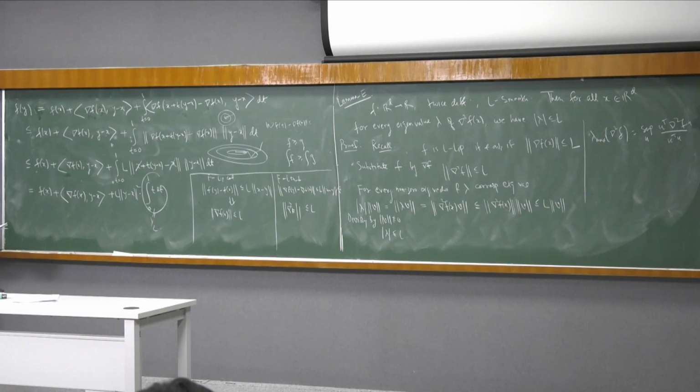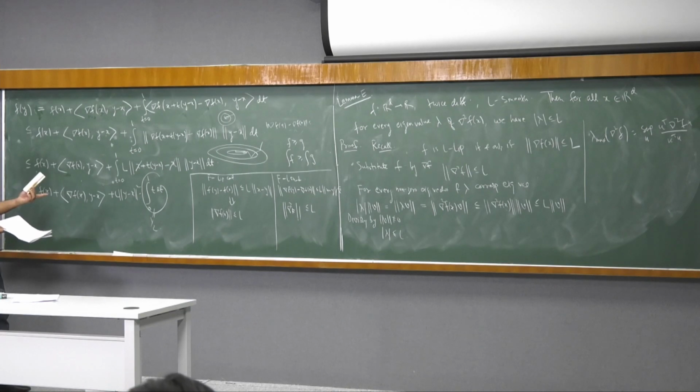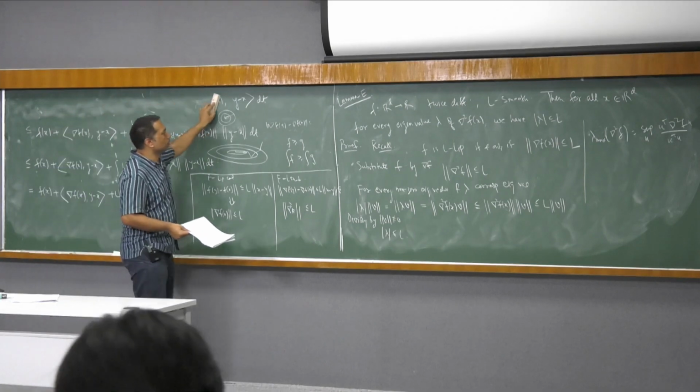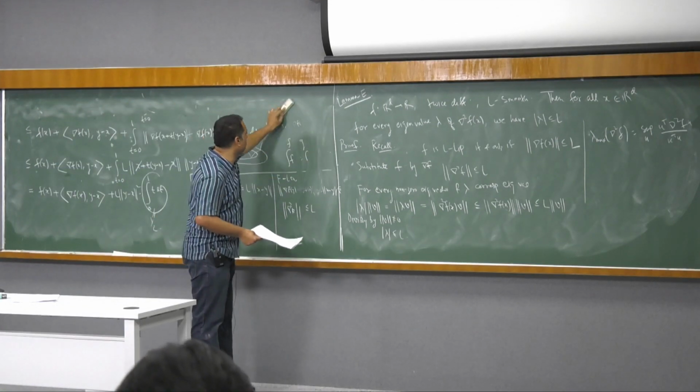And so how can you relate mu and L? F is mu strongly convex and L smooth. So what can you say about mu and L, right? Is mu greater than L? Is mu less than L?